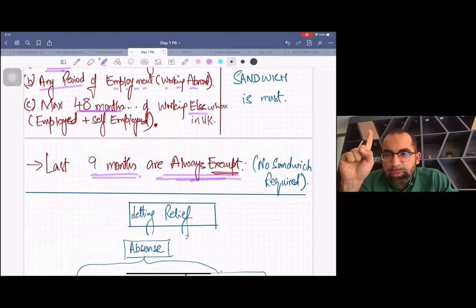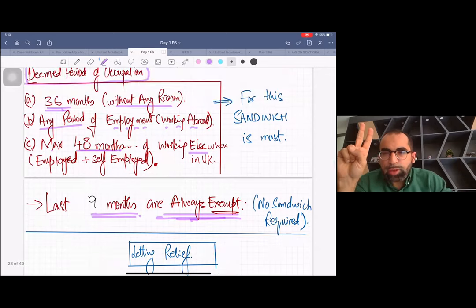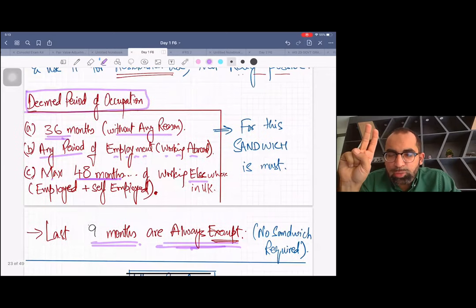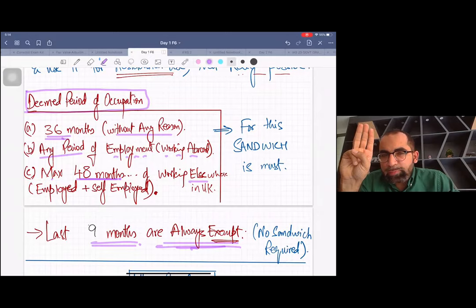If you are living in your house, the living period is always exempt. If you are absent from your house because of ABC and there is a sandwich, then also it is exempt. The last nine months are always exempt. Okay, these all are exempt periods. The other periods are chargeable periods.